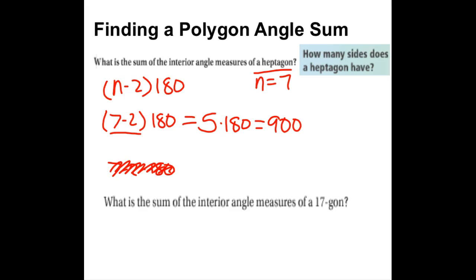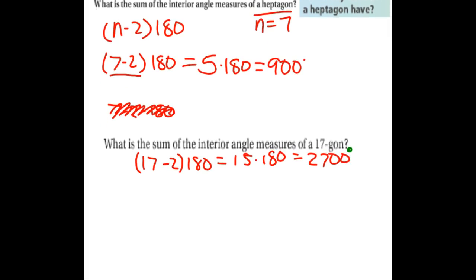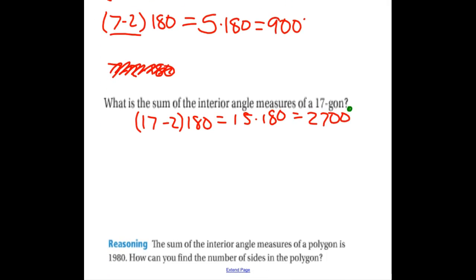All right, why don't you pause the video now and try this next problem on your own. You should end up with 2700 degrees or 2700. Now these are talking about angle measures, so make sure you do have that little degree symbol to go along with this. All right, so we're going to talk a lot this chapter about different kinds of polygons. We got one problem to do first.